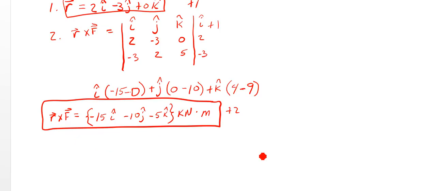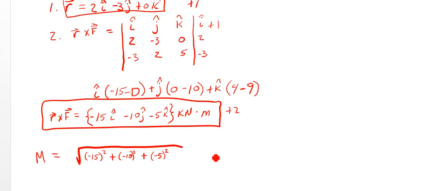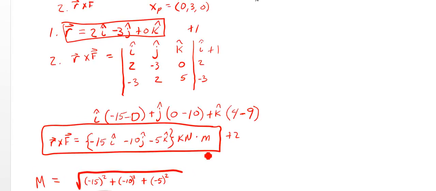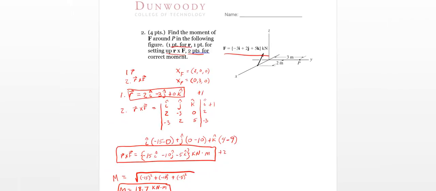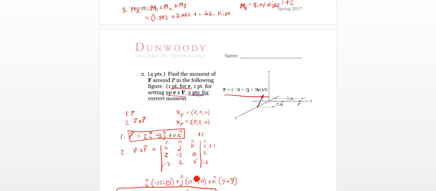And if you wanted to be extra thorough, we could find the magnitude of that. So the magnitude of that moment is going to be the square root of negative 15 squared plus negative 10 squared plus negative 5 squared. What is that, 225 plus 100 plus 25, so the square root of 350, and that gets us 18.7 kilonewton meters. That wasn't required, but just for fun, we found that magnitude. So in summary, we found the position vector, crossed that with the force, and found that magnitude. That was pretty straightforward once we knew that.